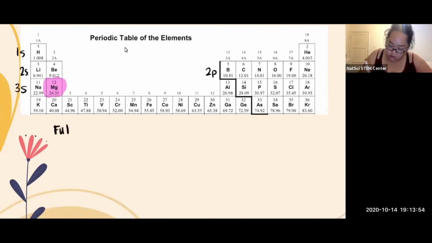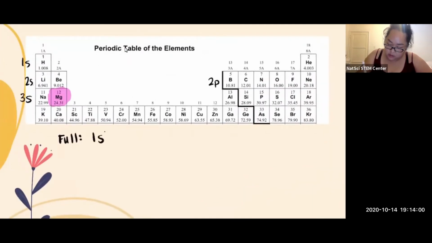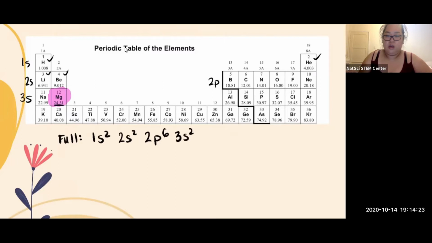I'm asking for the full configuration. The full configuration would be 1s2, 2s2, 2p6. You completely cover everything in here. And then you have 3s2, because magnesium is the second element in that row. You can also count the electrons. There are 12 electrons: 2 times 3 plus 6 equals 12 electrons.